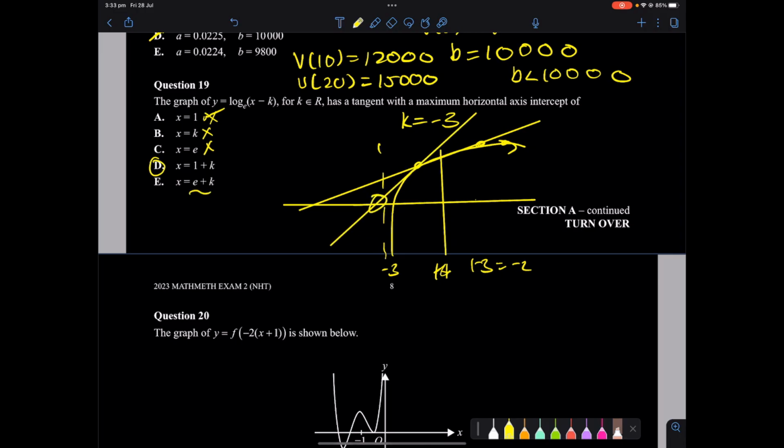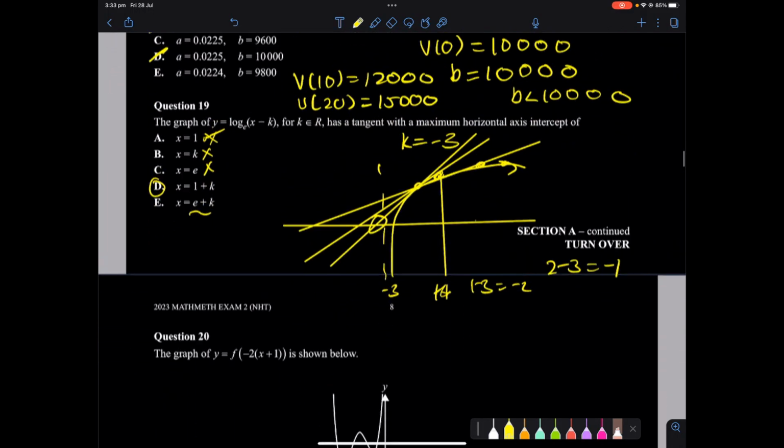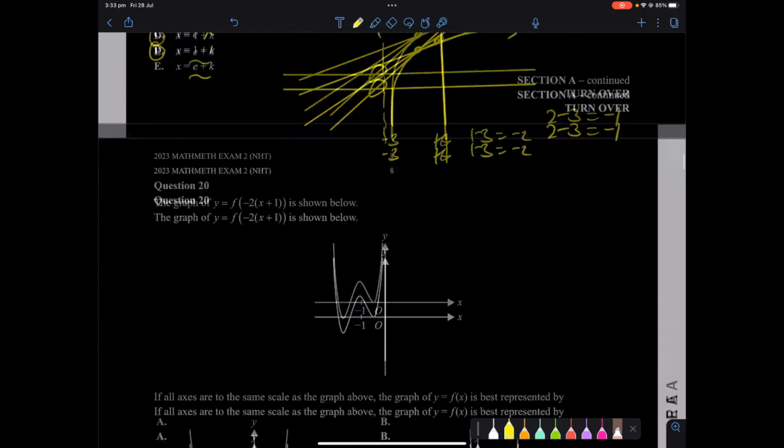What about this one? E plus k. So let's say 2 minus 3, which is -1, which is over here. Okay, so the most maximum is D. Yeah, D looks right. It gives the most maximum horizontal axis intercept. Okay, next one.